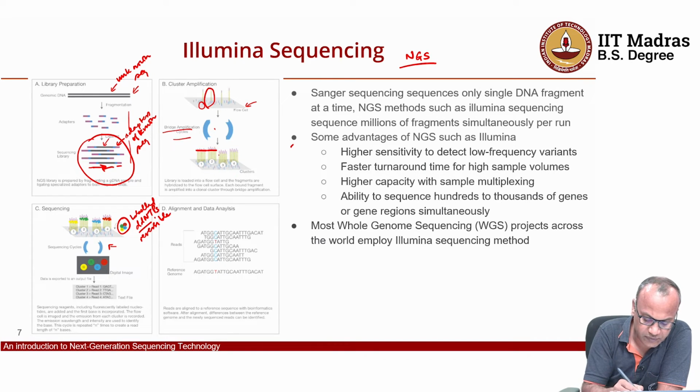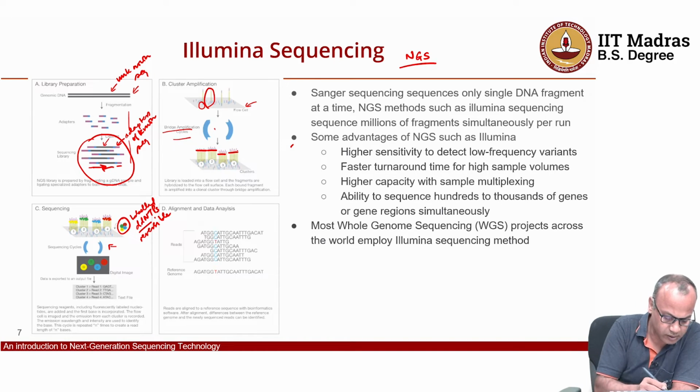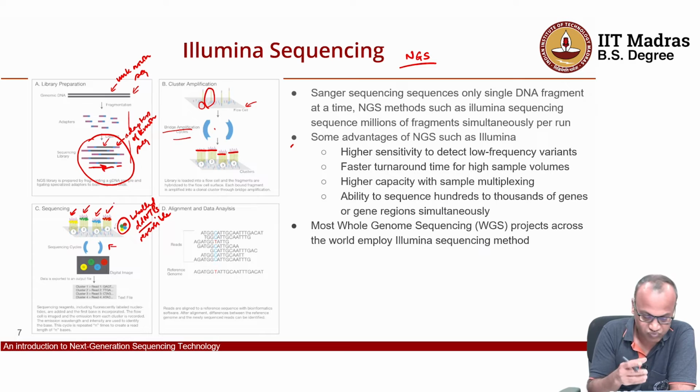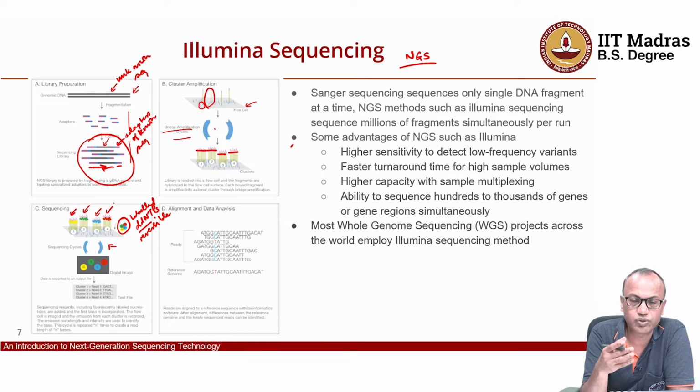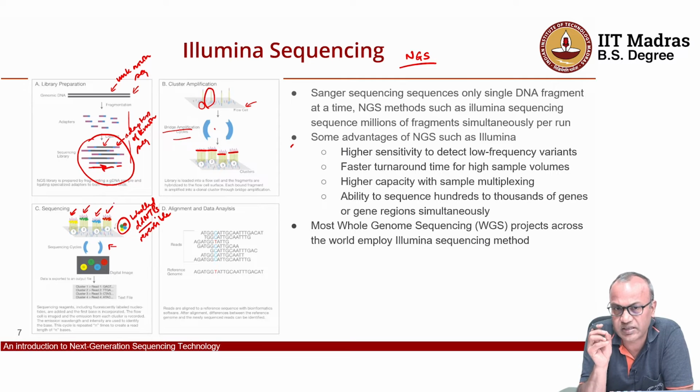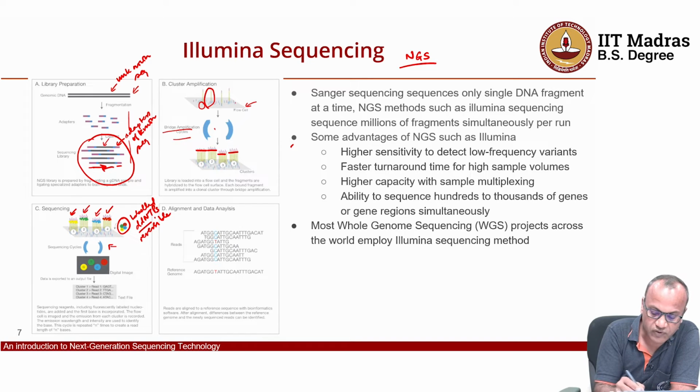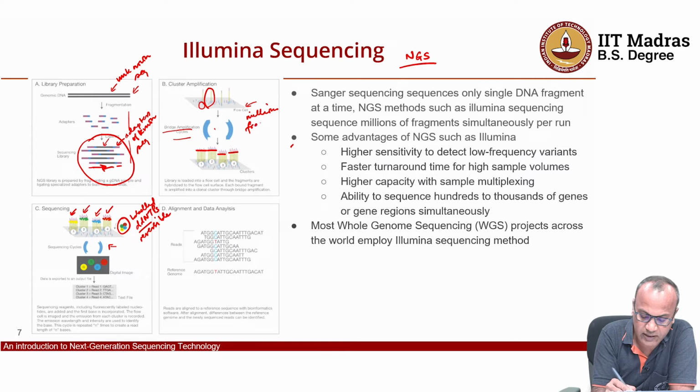Here another particular different nucleotide could be added, here another different nucleotide could be added, here another different nucleotide could be added. So here it is the yellow color nucleotide, this is the red, this is blue, this is green, right? This is what can be added. So what it allows you to do is, in the manual method we were sequencing one gene at a time or one fragment at a time. Here millions of fragments that are now attached to the flow cell get sequenced simultaneously.